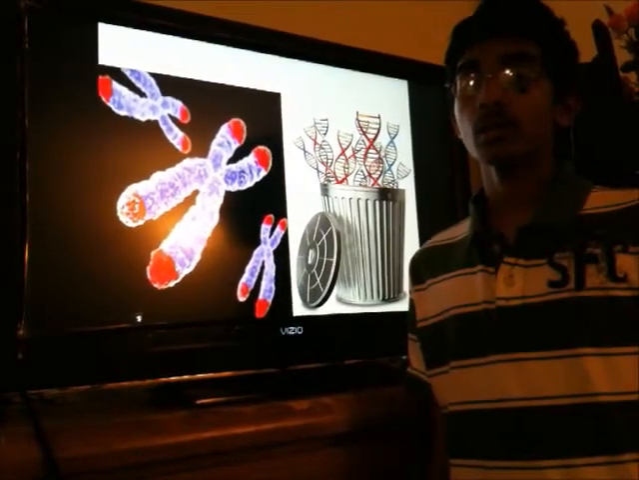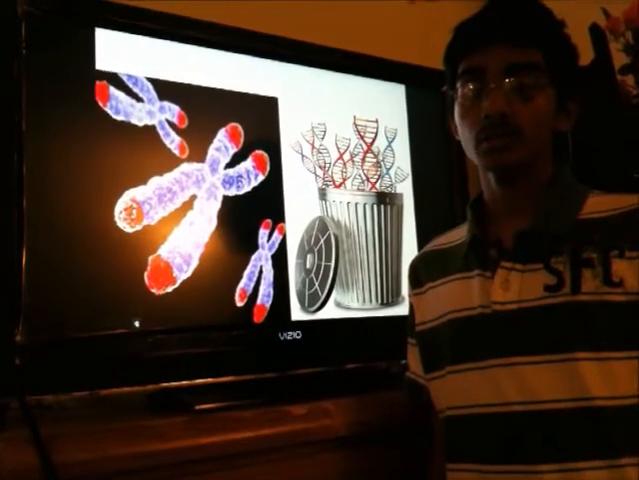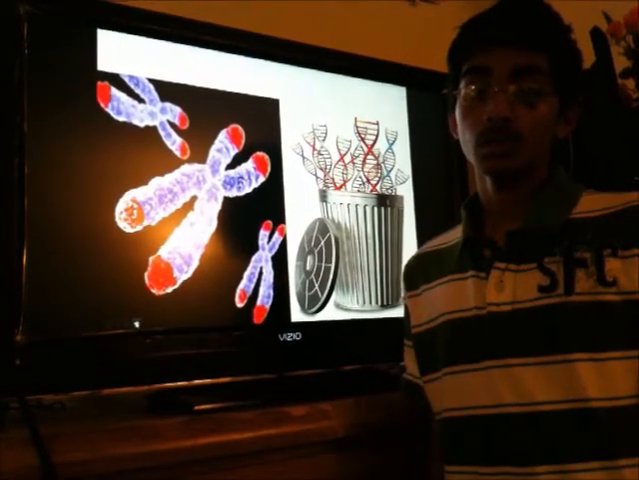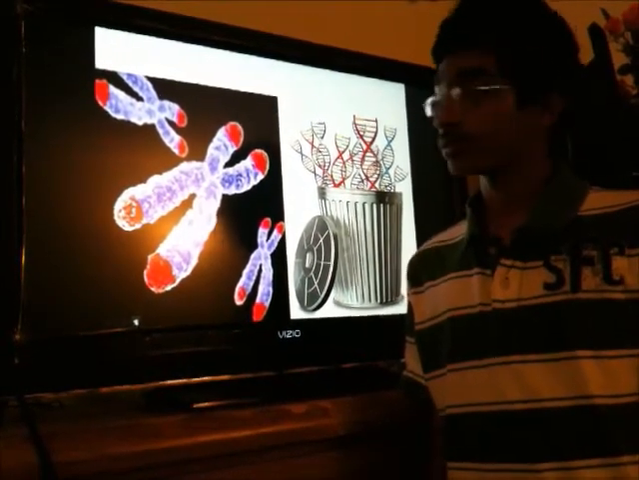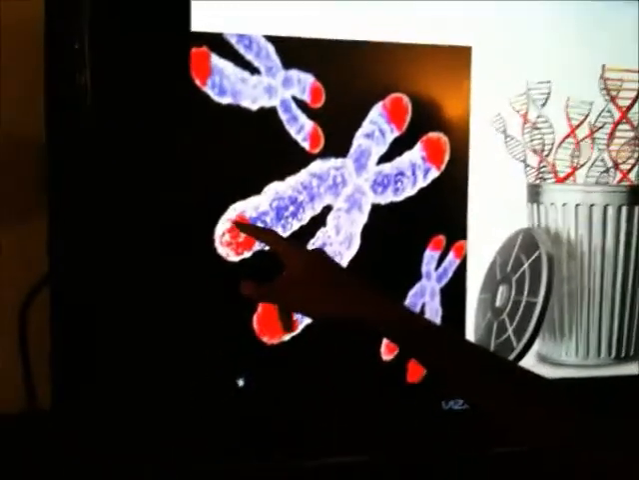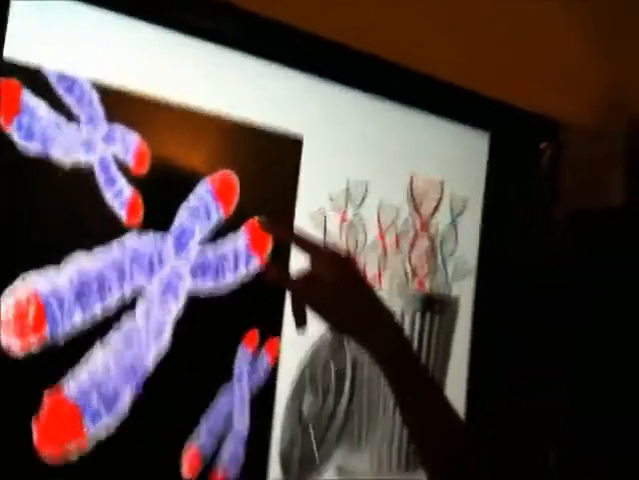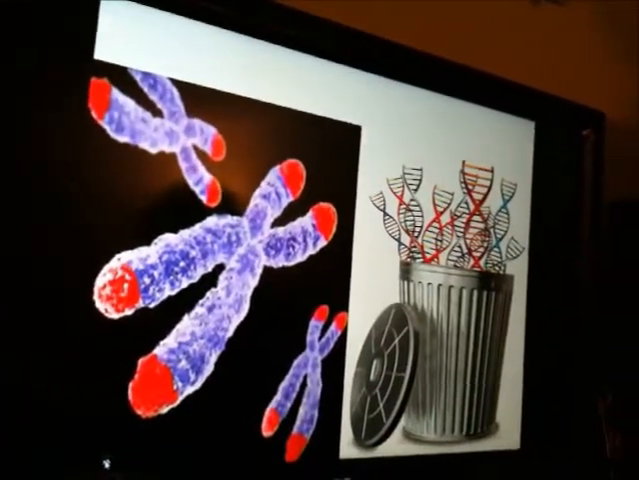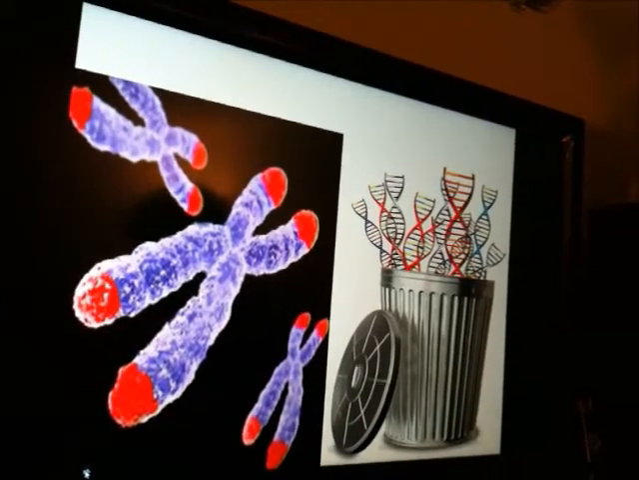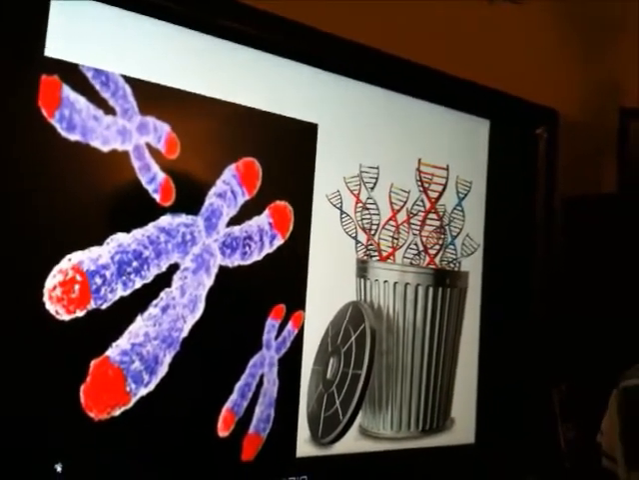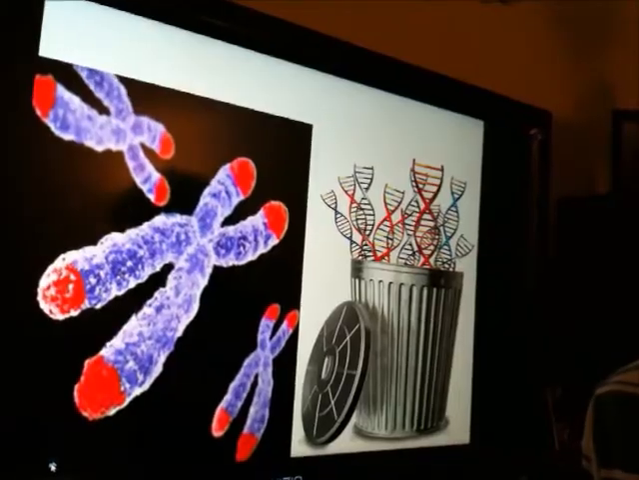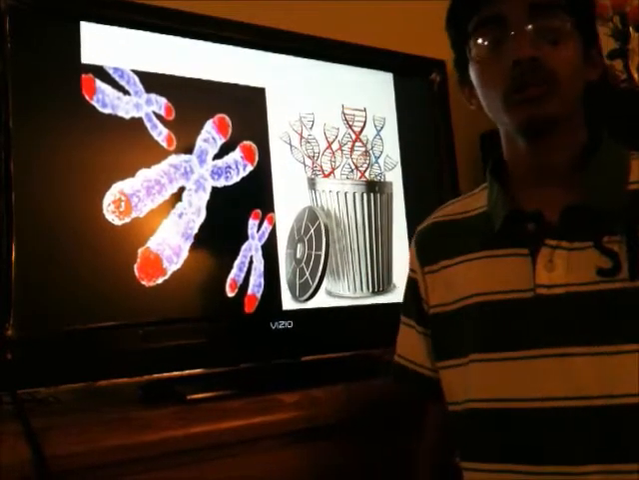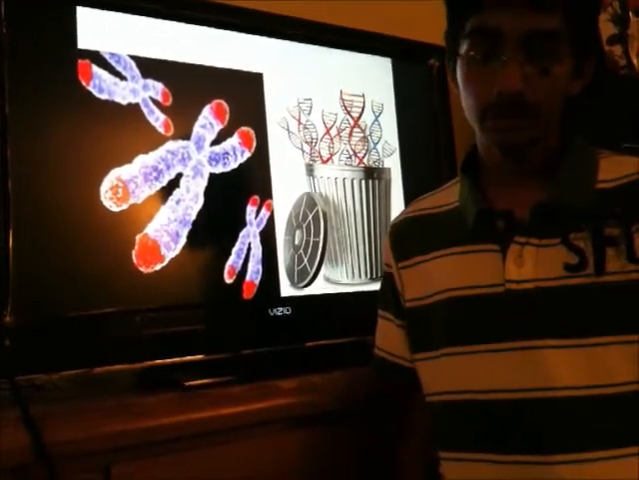Telomeres are tiny strands of DNA at the ends of each of the chromosomes that protect the ends of chromosomes. As you can see right here, all this red stuff is telomeres. They are kind of like glue because they help prevent harm to the chromosomes of a cell. They also help determine how long a cell lives.